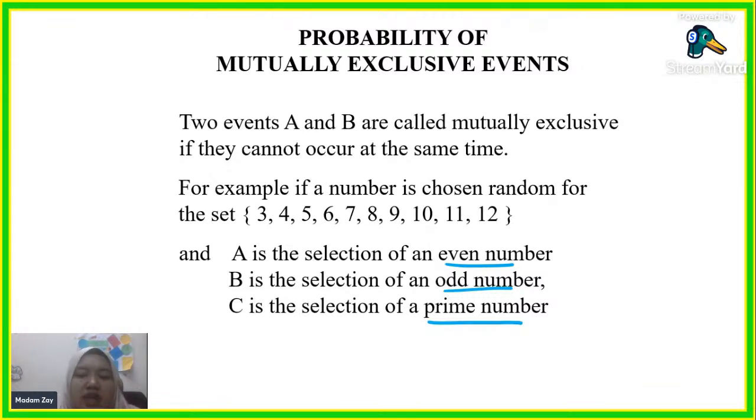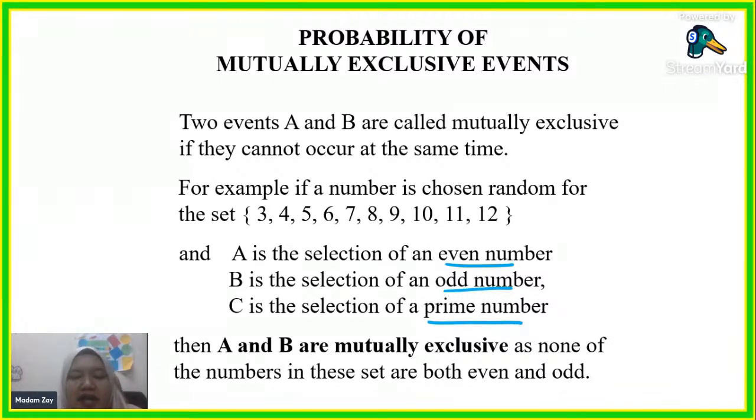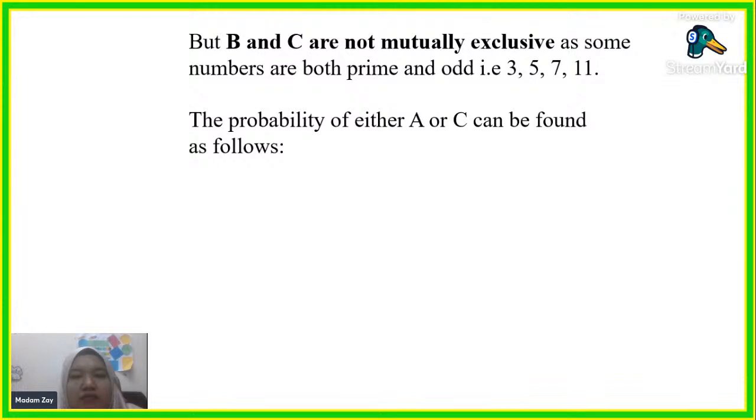Okay, so even and odd numbers. A and B, for the even and odd numbers, are mutually exclusive. Why? As none of the numbers in this set are both even and odd. So we don't have any number that is both even and also odd. So this is the event where it's a mutually exclusive event. But B and C are not mutually exclusive because some numbers are both prime and odd, for example 3, 5, 7, 11. 3 is an odd number, but it is also a prime number, right? So B and C cannot be mutually exclusive.